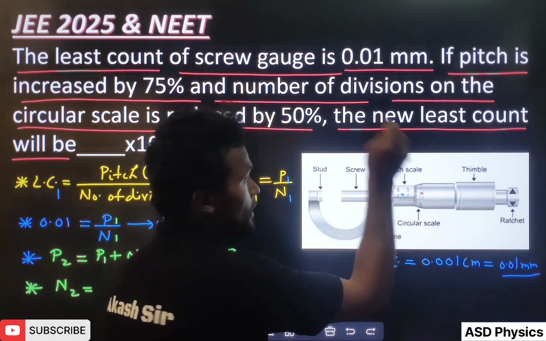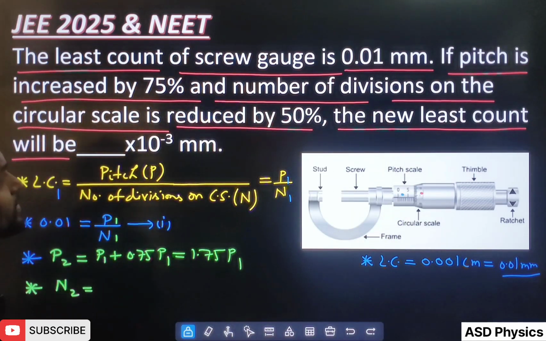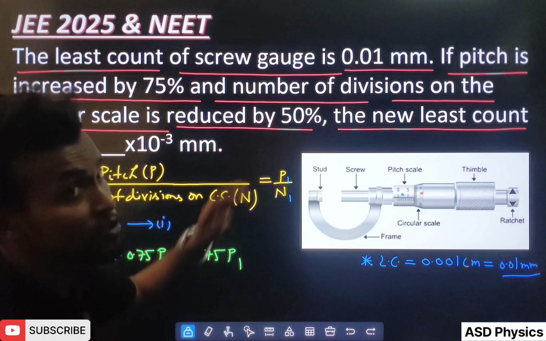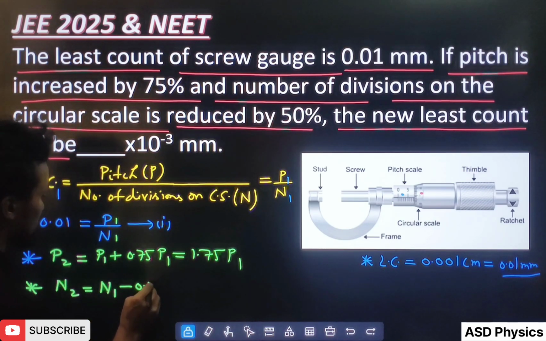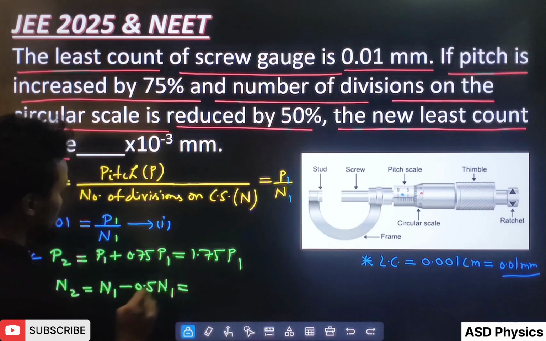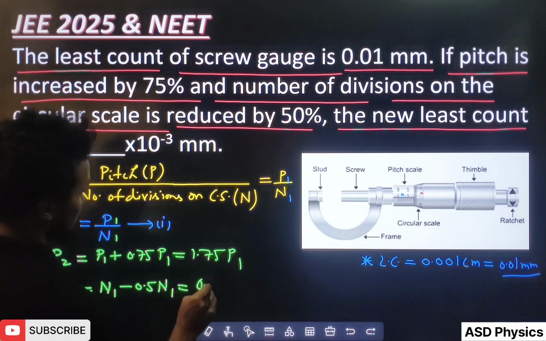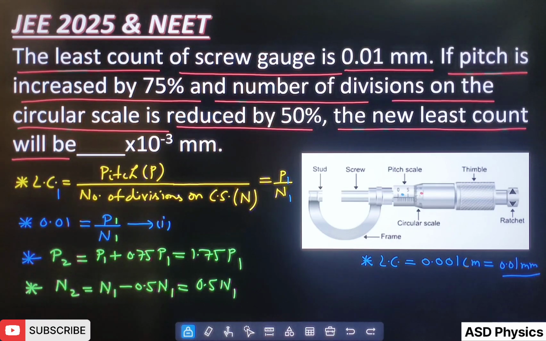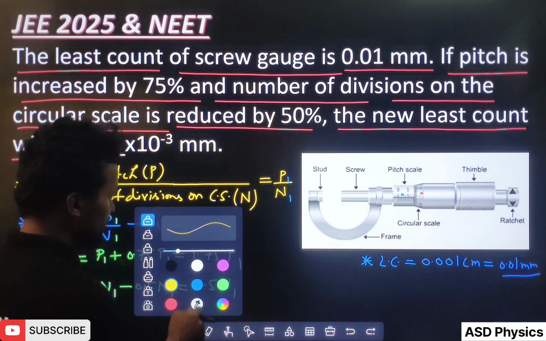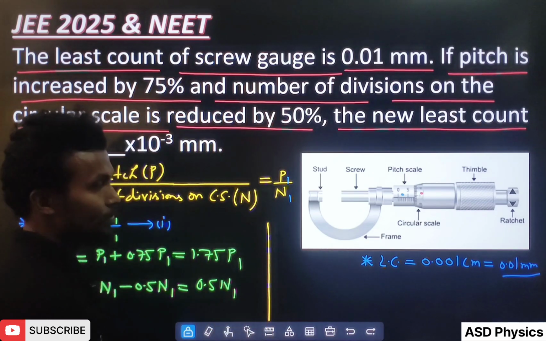Here, this red dot. The number of divisions on the circular scale is reduced by 50%. So N1 reduced means minus 50%, minus 0.5 N1. When you simplify this, it will come to 0.5 N1. Now you can see very well: P2 is becoming 1.75 P1 and N2 is becoming 0.5 N1.